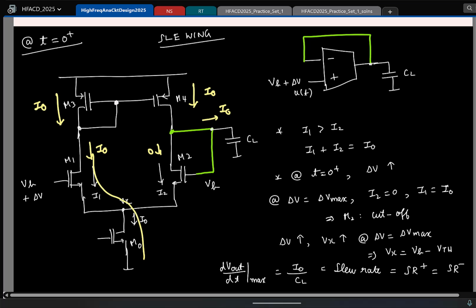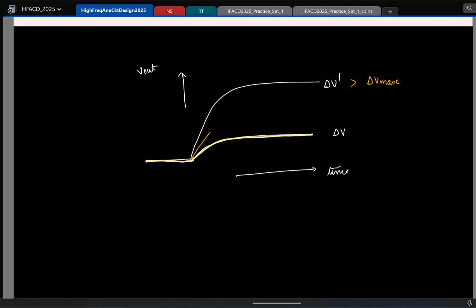Yeah. So as he's saying, remember, as of now, M2 is cut off because Vx is sufficiently large, right? Now as current charges the capacitor, the gate voltage here will start to increase, and once it reaches a sufficiently large value, this will start to turn on. Clear? So that's what will happen. It will increase linearly till M2 starts to conduct.